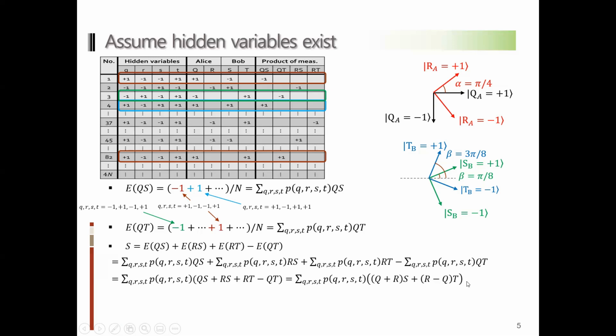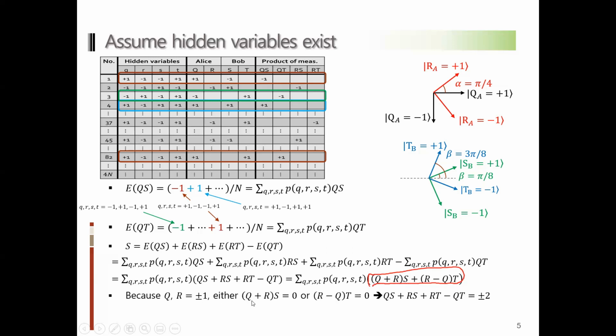Now what I'm going to claim is that this expression can be only +2 or -2. Why is that? Because Q and R can each be either +1 or -1. Let's assume that they are the same, like +1 +1 or -1 -1. In that case, R minus Q should be 0, so the second term will be 0. What happens if they are different, like one of them is +1 and the other one is -1?